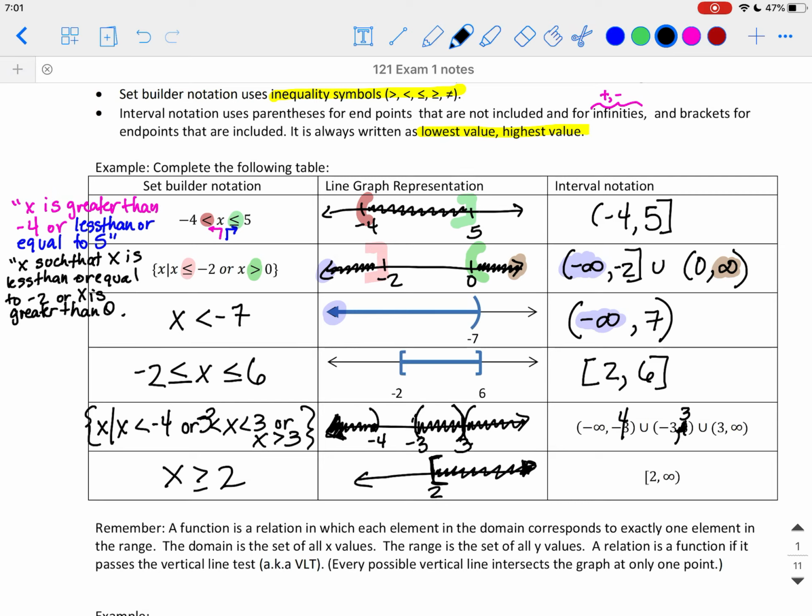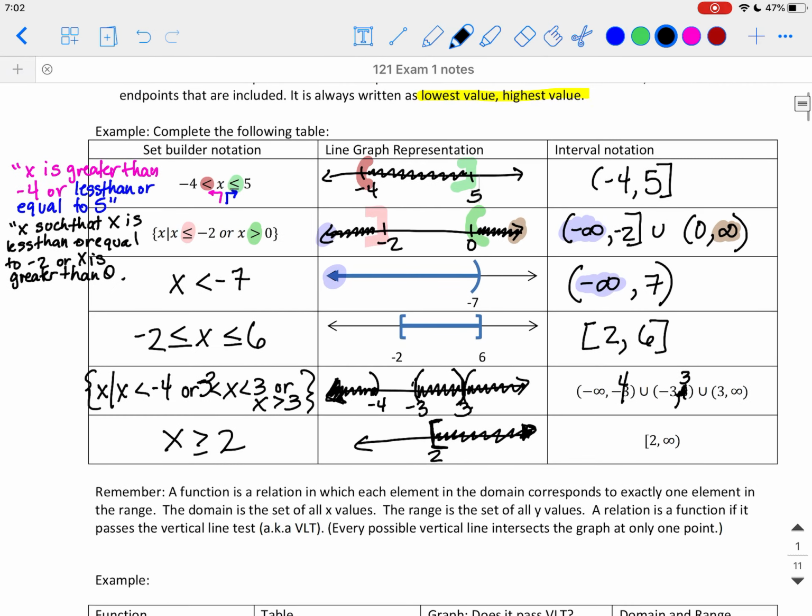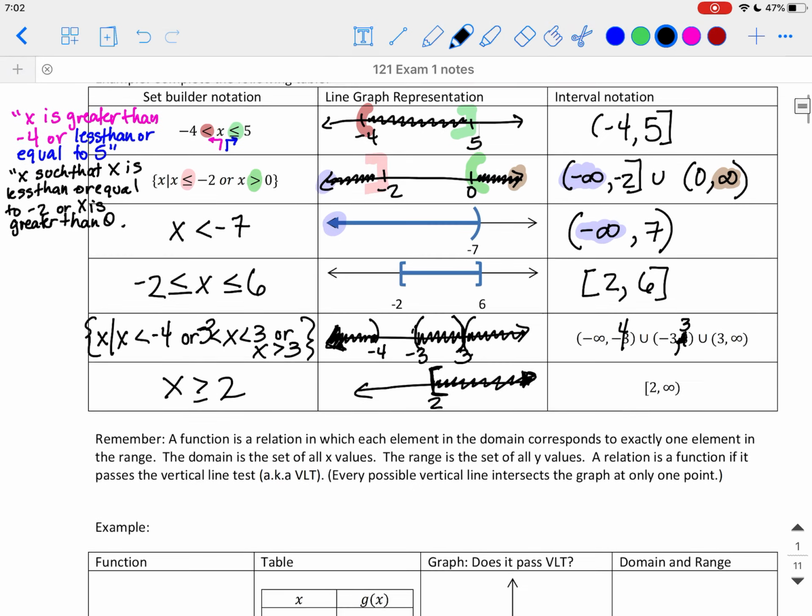So I put here, remember, a function is a relation in which each element in the domain corresponds to exactly one element in the range. The domain is the set of all x values. The range is the set of all y's. And the relation is a function if it passes the vertical line test. So I call it VLT. Every possible vertical line intersects the graph at only one point.